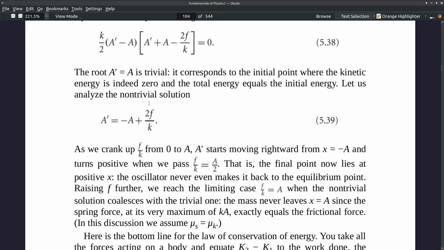A prime equals negative a plus 2F over k. As we crank up F over k from 0 to a, whatever a is, then a prime starts to move rightward from x equals negative a, and turns positive when we pass the point F over k equals a over 2. That is, the final point now lies at positive x. The oscillator never even makes it back to the equilibrium point.